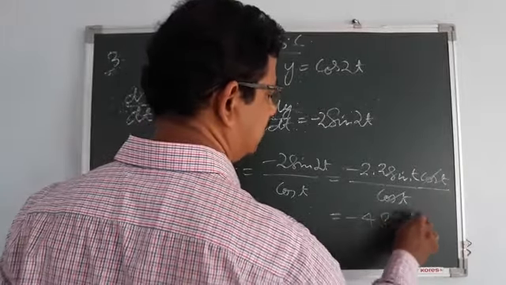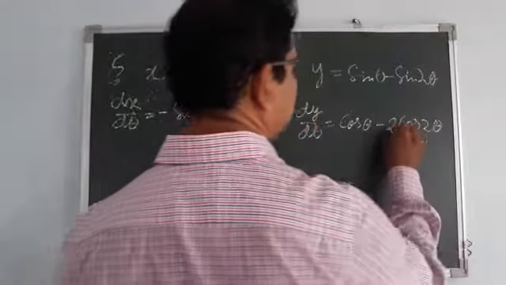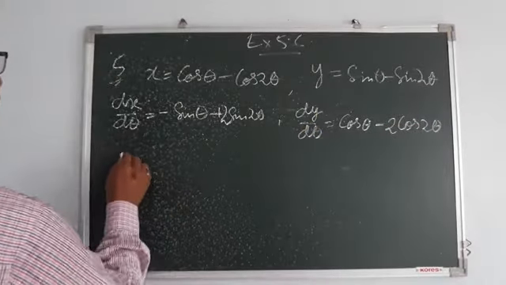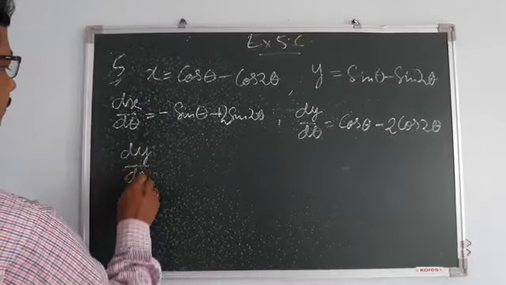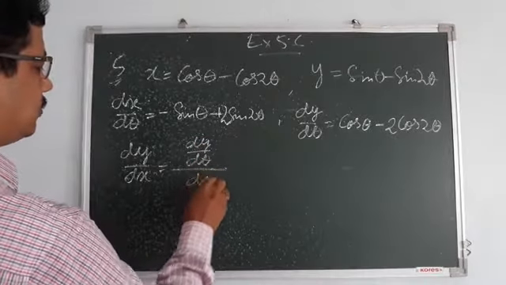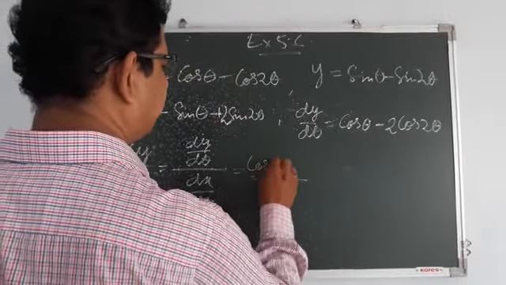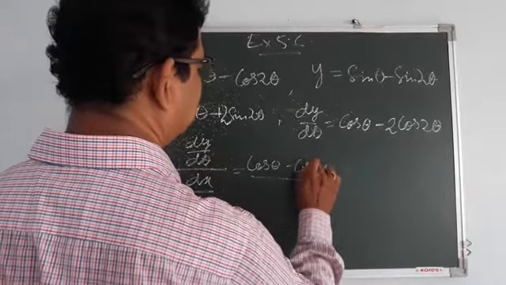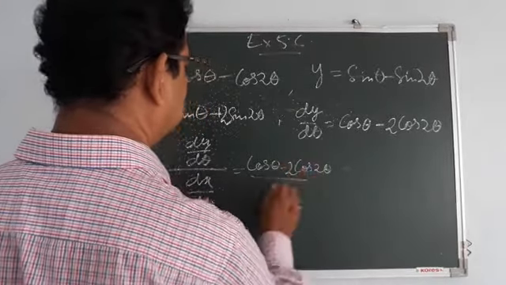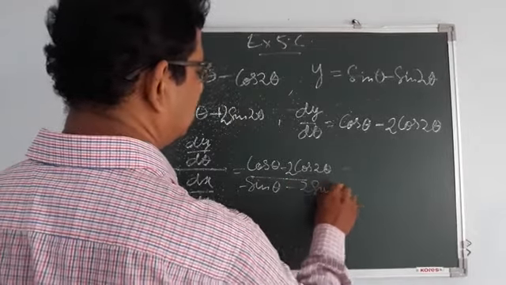Here, if we differentiate y with respect to theta, the differentiation of sin theta is cos theta. Sin twice theta, if we differentiate, it is cos twice theta, and twice theta gives 2. Therefore dy dx is dy d theta by dx d theta. dy d theta is cos theta minus cos twice theta times 2, over minus sin theta plus 2 sin twice theta.